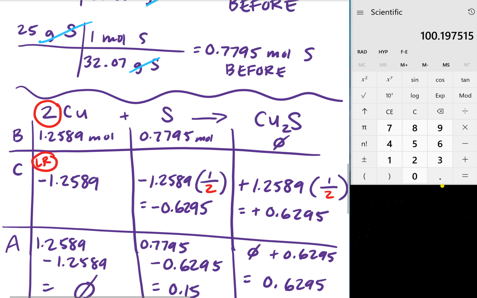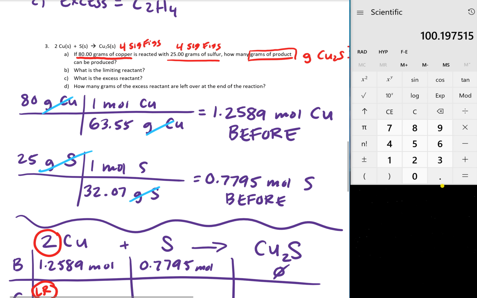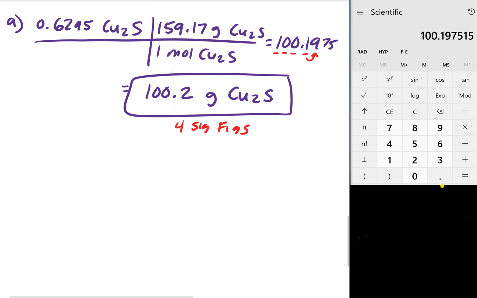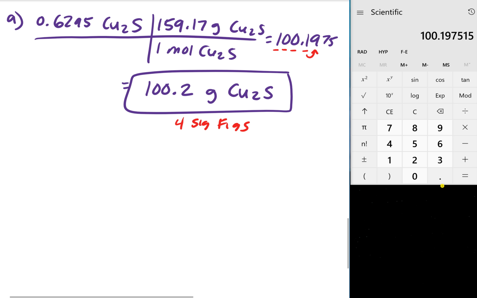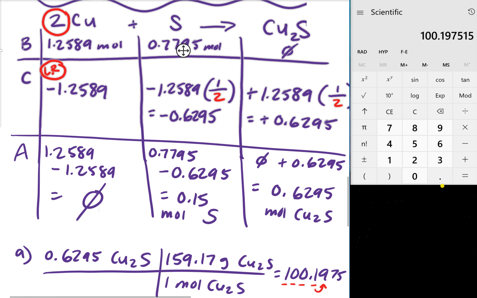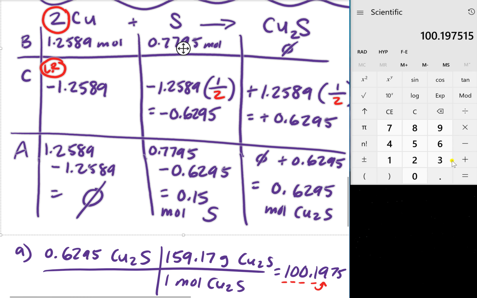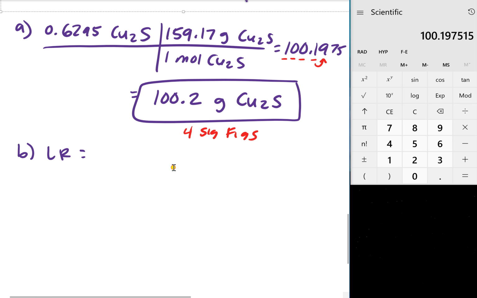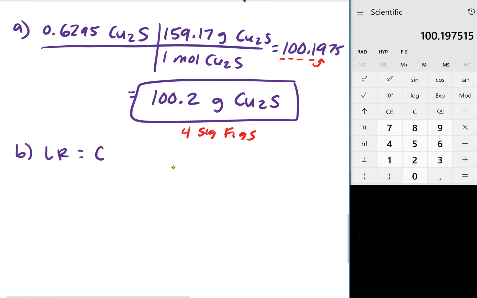Part B, what is the limiting reactant? And part C, what is the excess reactant? B, your LR, is the one that's 0 after the reaction. So that is the copper. And C, the excess reactant, is what you have left over. That's your sulfur.